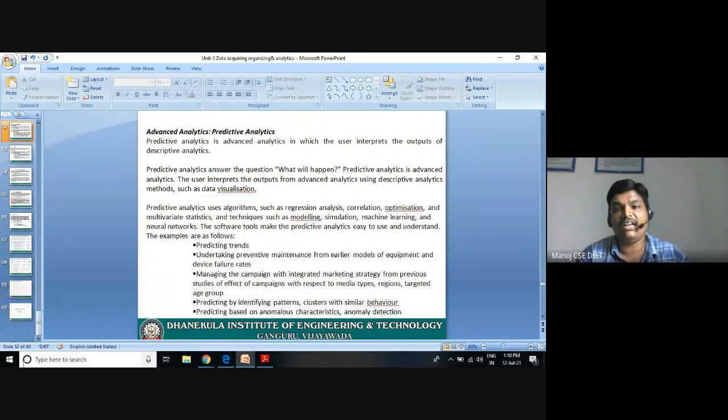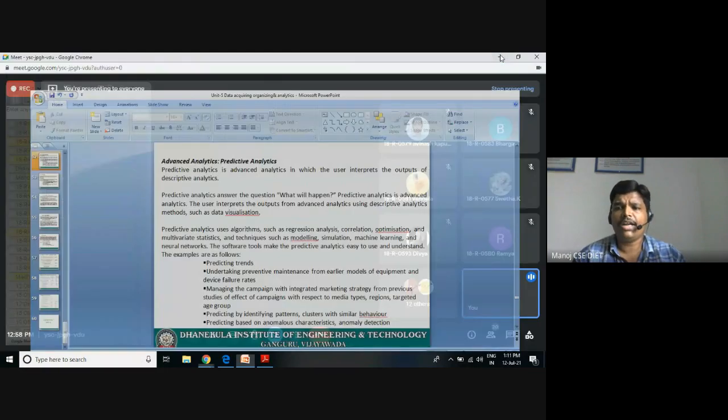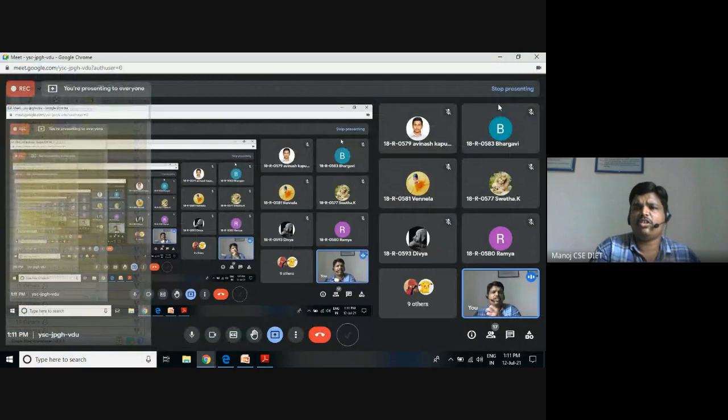Coming to advanced analytics, that is predictive analytics. We will continue this topic, predictive analytics, in the upcoming class. Till now we have discussed descriptive analytics. Just revise the topic, try to understand it, and recollect and revise it from your textbook. Anybody having any doubts? Is it clear? These topics are somewhat related to your completed subjects from previous semesters, like databases, and are also connected with data mining. We'll discuss the next topic, predictive analytics, in the upcoming class.